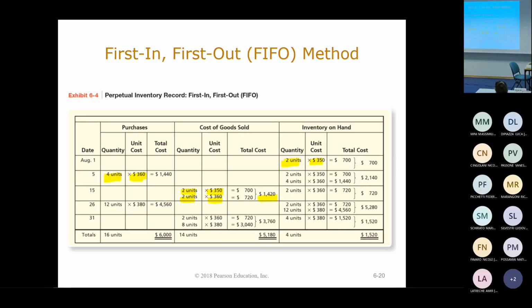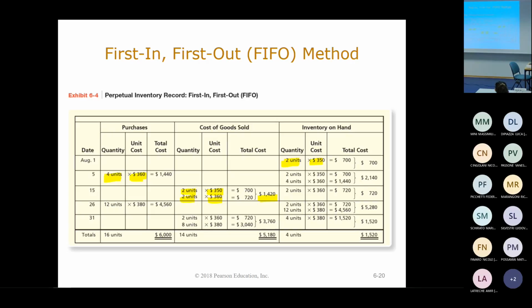Sometimes some students believe that the FIFO method means that we use the oldest price. So they sell 4 units at 350. It is not possible because you don't have 4 units at 350. You only have 2 units at 350. So we need to be consistent with the units on hand. You can't possibly sell 4 units at 350 because you don't have them. You only have 2 units. So once the oldest units are sold, then you need to sell the second oldest units, and so on.